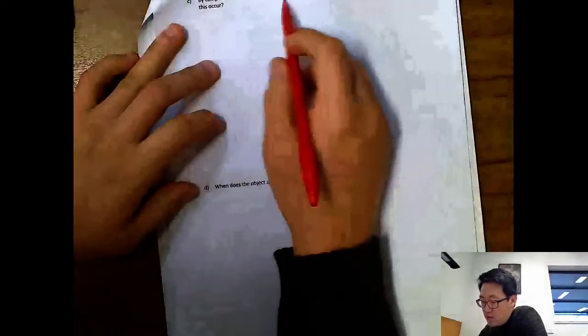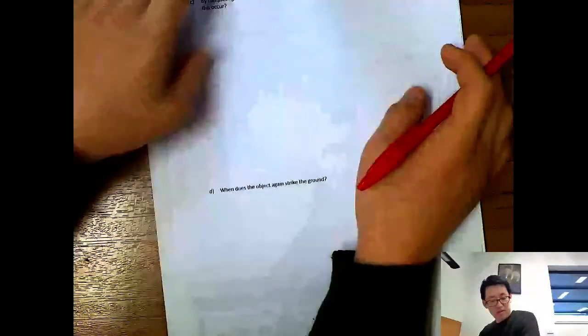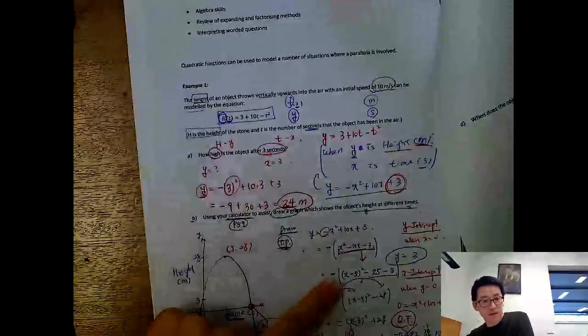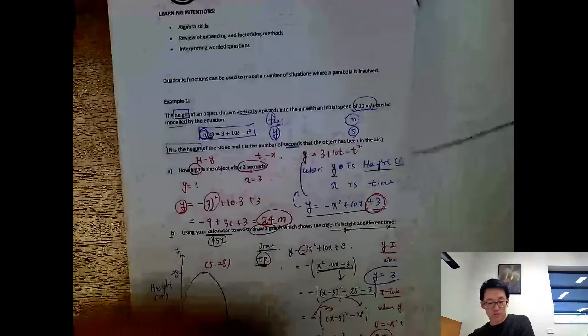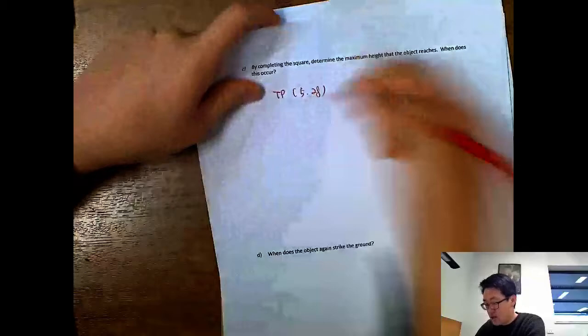C. Completing the square. Determine the maximum height. We actually did it, didn't we? Yeah, we did that here, completing the square, so we don't have to deal with it. In this case, the turning point was 5 and 28, wasn't it? Yep, 5 and 28.